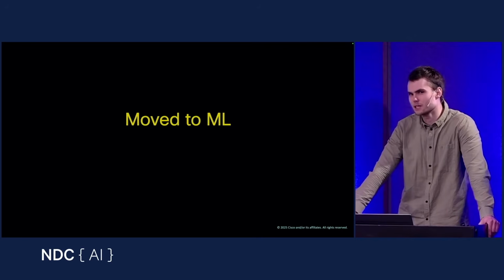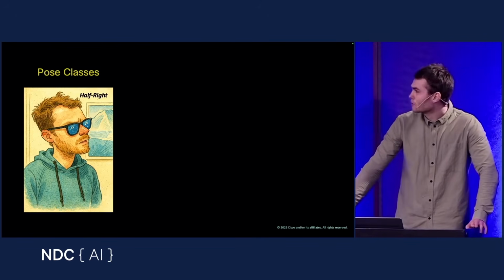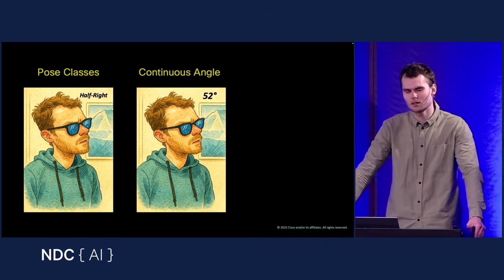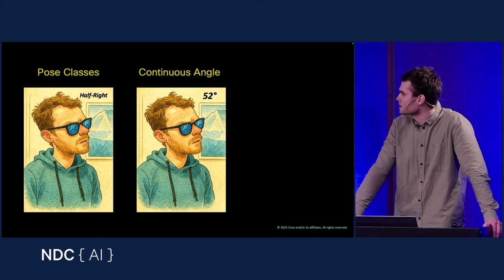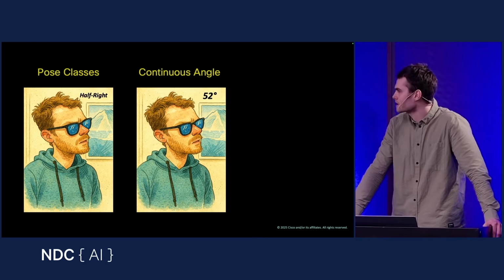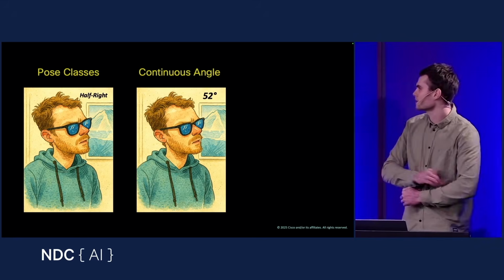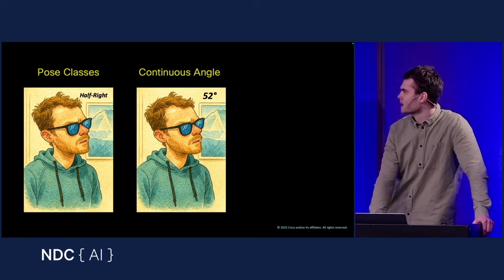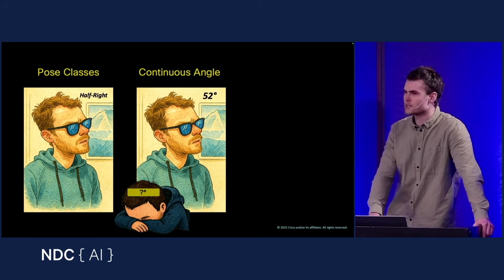But then I have to define, what do I actually want from that model? Well, we already had this pose class concept, but I wanted something more continuous. And the first thing I thought of was, well, you can have a continuous angle. So here, instead of just saying half right, this is 52 degrees off center. And you can see that there's more information in that, and you can be more reactive in that sense. But it doesn't capture the tilt and roll of the head at all, and we would still be stuck with that other class for the more extreme poses.